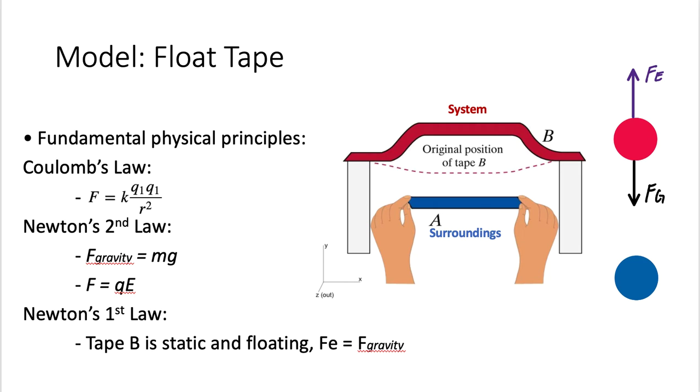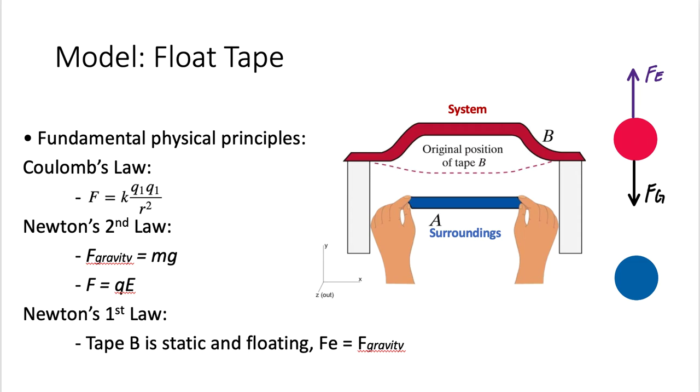During the experiment, we're going to hold tape A from below tape B and approach tape B. At some point, we'll observe that tape B begins to float and enter an equilibrium. In this state of equilibrium, the system, tape B, is affected by its own gravity and the surroundings' electrical force. By Newton's first law, we know that in this equilibrium state, the electrical force equals the gravity, which means that mg equals kq1q2 over r squared. And thus we're able to get the values of the charges by plugging in the other known values into this equation.